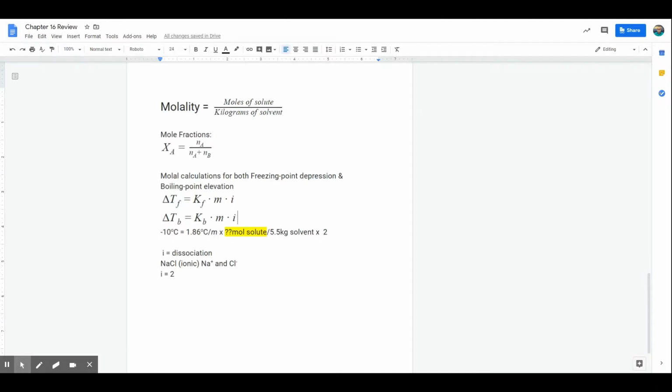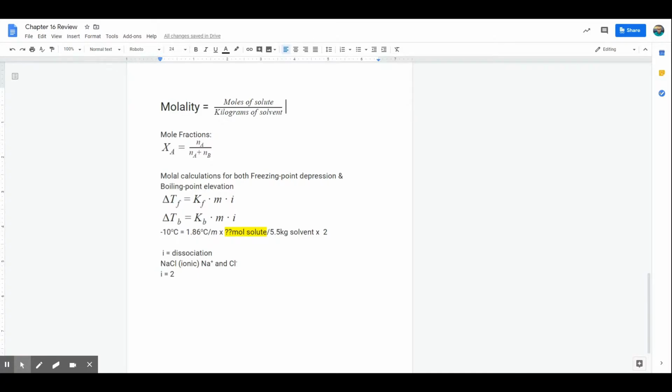Kf, that's a value you would look up for each specific compound. So that is given to you, so you don't have to memorize these ones. The Kf, which is the molal freezing point depression constant, or the molal boiling point elevation constant. And then molality is m here. This is a value that you do need to know, and it's based off of the formula up here, which is moles of solute, which I have here, and kilograms of solvent down here.